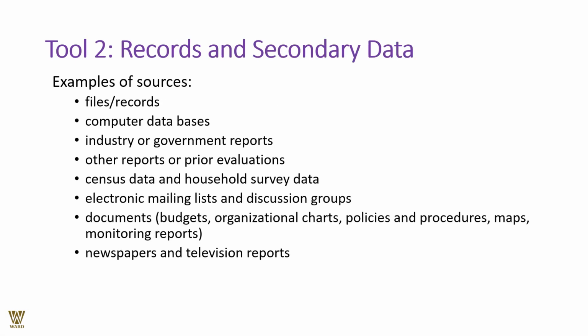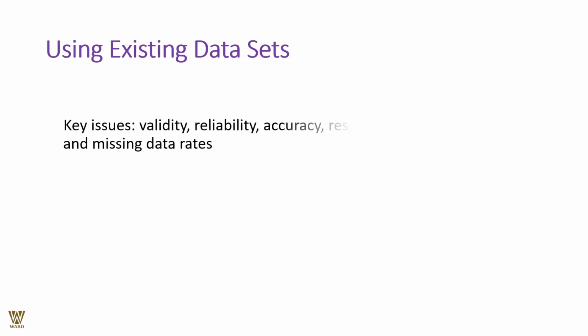The records and secondary sources are nothing but the files, the records, the historical things about the past quarter, the previous fiscal year, the computer databases, the industry reports, the government reports, the other reports prior to the evaluation, census data, household survey data, electronic mailing lists, discussion groups, budgets, documents. These are everything that has been documented. Your newspaper reports, your television reports. Now, these are nothing but secondary data that comes around it.